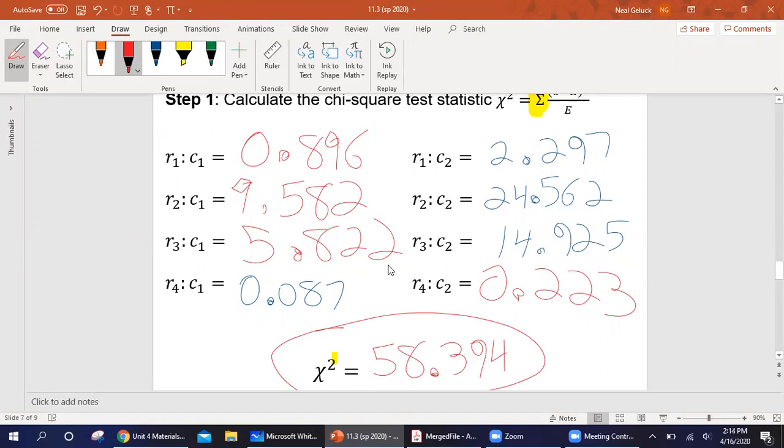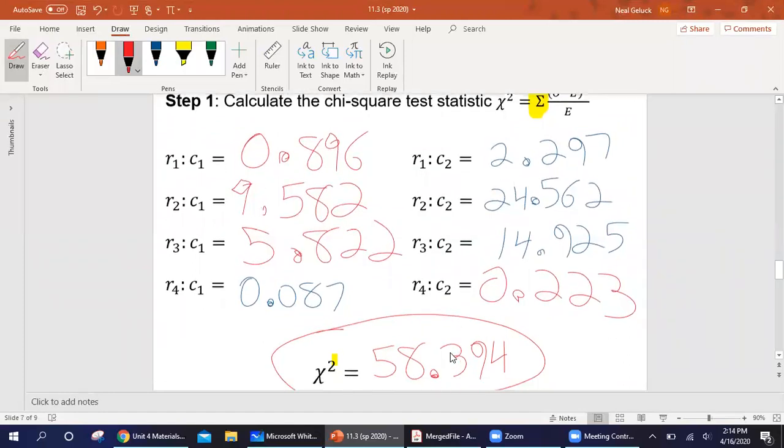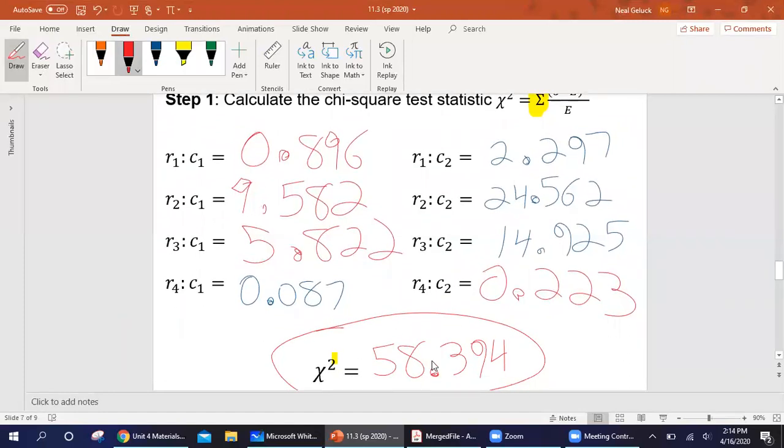Now realize on this problem, this was a huge problem. 4 rows, 2 columns, that's massive. On your exam, it will not be as big of a table. But if we can do this, the exam should be easy. Okay, so my chi-square is 58.394.